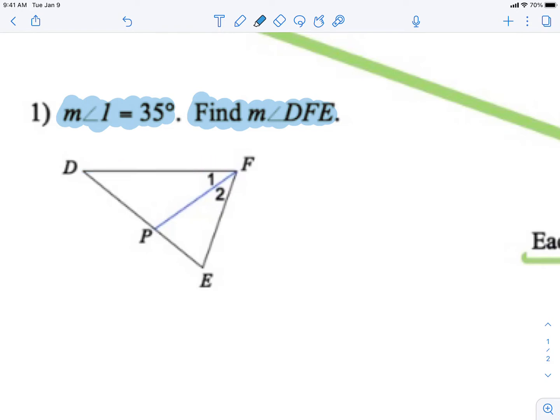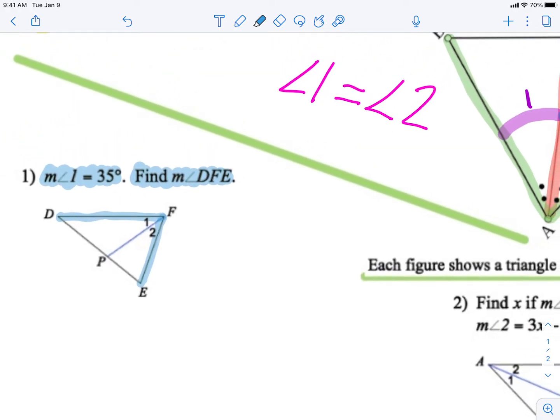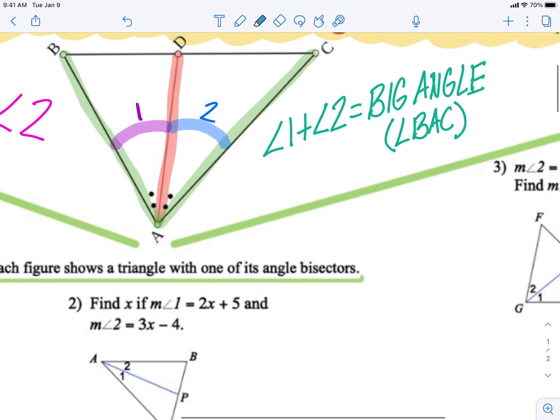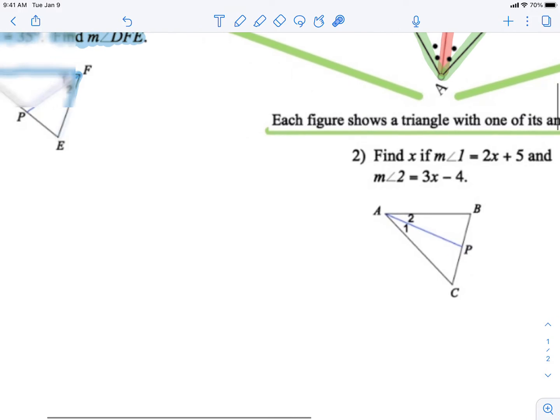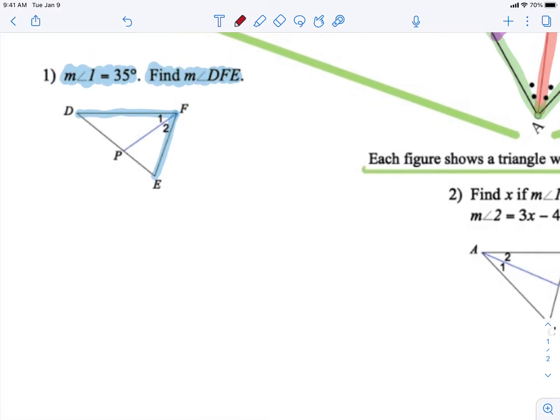Look at that. Come on, draw straight. DFE is the big angle, right? This is the big angle. So we know we're going to use this, right? Angle 1 plus angle 2 is equal to the big angle. So let's do that. Angle 1 plus angle 2 is equal to the big angle.